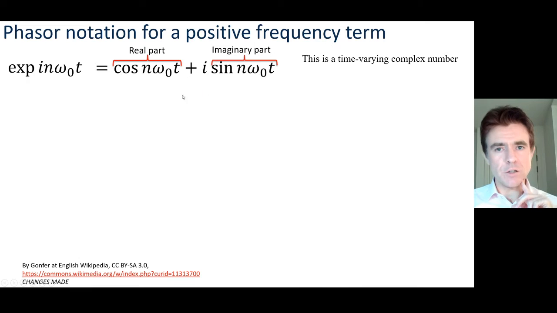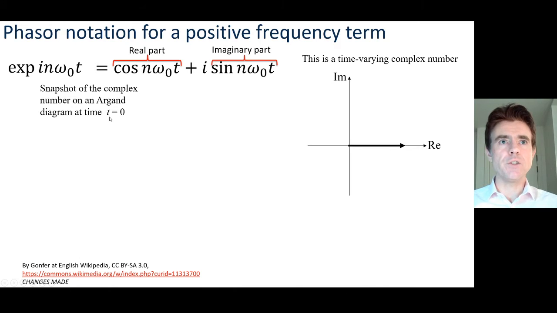But we make immediately the observation that here t is our independent variable. So these real and imaginary components are going to be changing with time. So that means we've got a time changing or a time varying complex number when we have this e to the i n omega naught t.